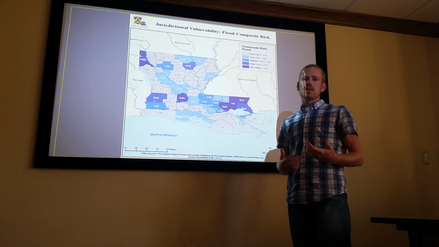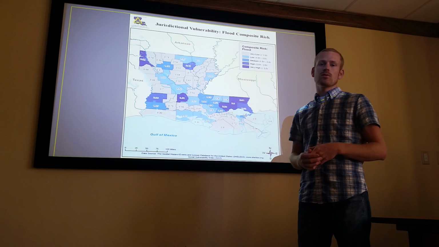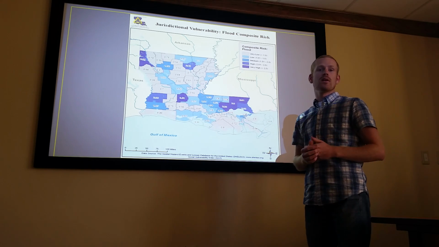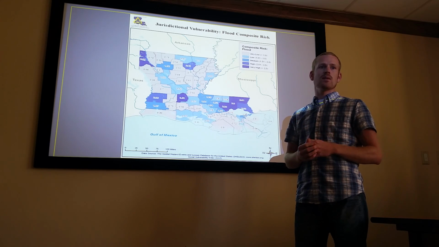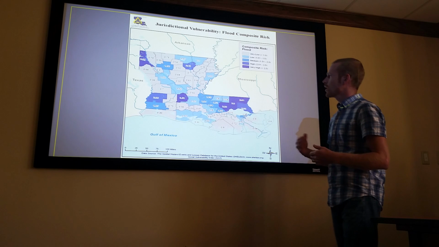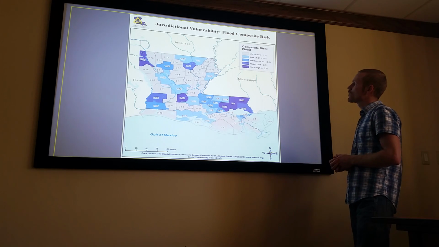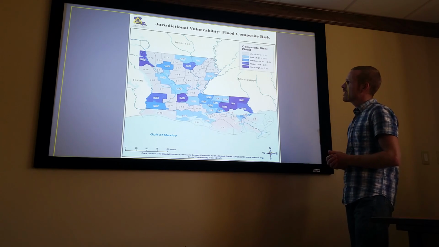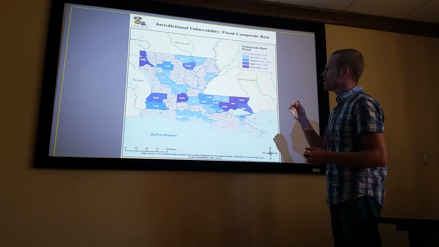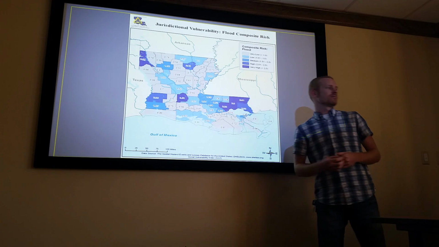We were able to get these data from the SHELDUS database, which is also from the University of South Carolina. It replaced the NOAA storm events database. It uses that same data along with a lot of other data, and it's a better database. So we were able to use that database, create these composite risk maps, and develop categories for each parish, basically with a quantified value for risk.